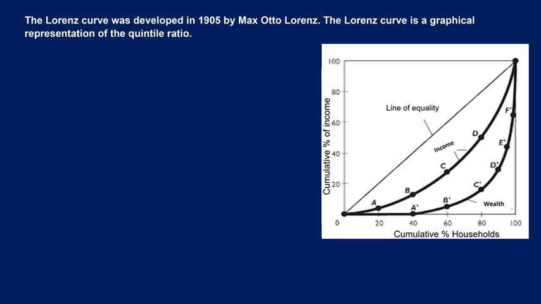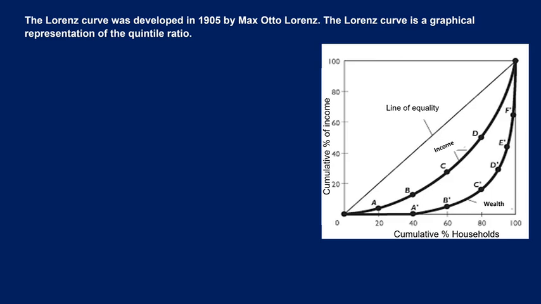This can also be represented graphically, and the Lorenz curve was developed in 1905 by Max Otto Lorenz, and therefore the name, the Lorenz curve. It is a graphical representation of the quintile ratio. And if you look at the graph that we have there, the important thing to remember here is obviously your labeling of your axes. So here we have the cumulative percentage of income, and then there we have the cumulative percentage households. So we've taken the table and we've plotted it on this curve here, right?